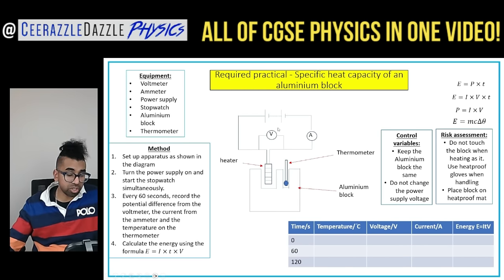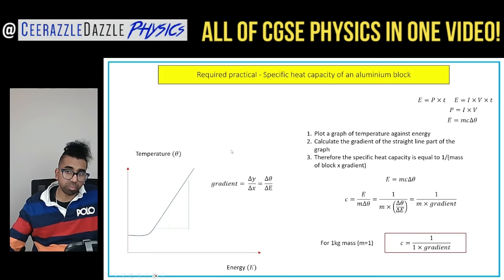Now with regards to results, you can plot the following graph. If you plot temperature on the y-axis and energy on the x-axis, you can see that we've got this nice line going up.